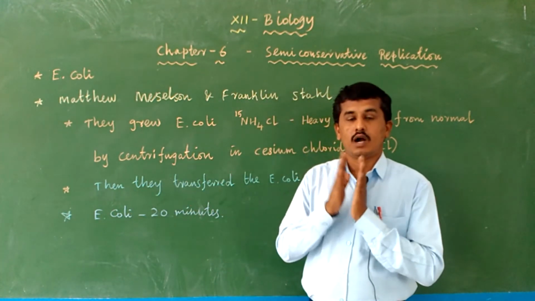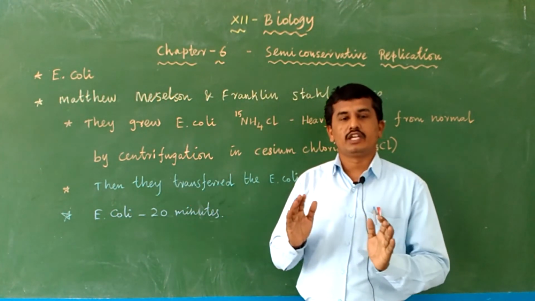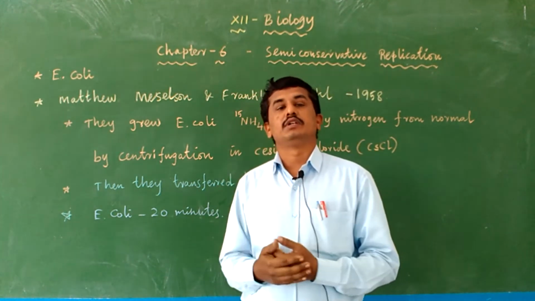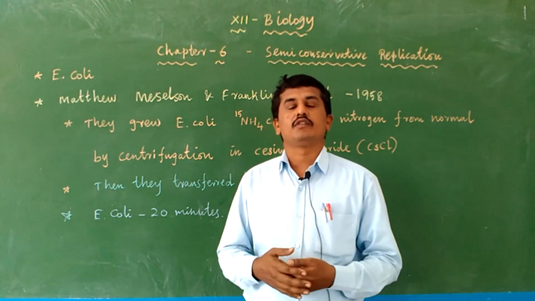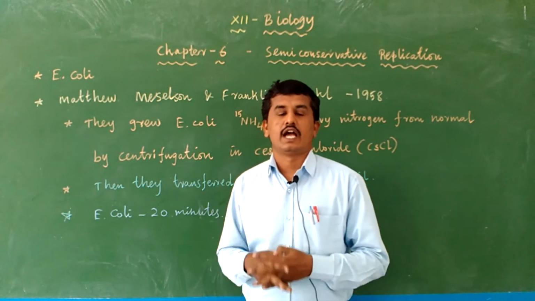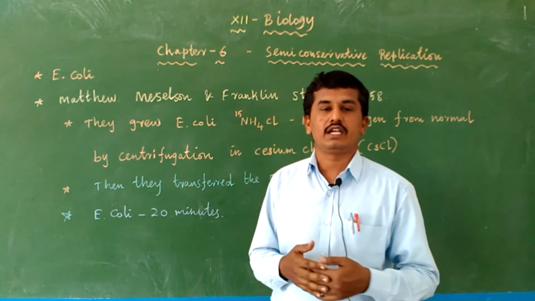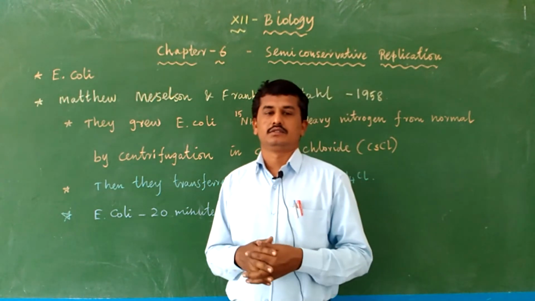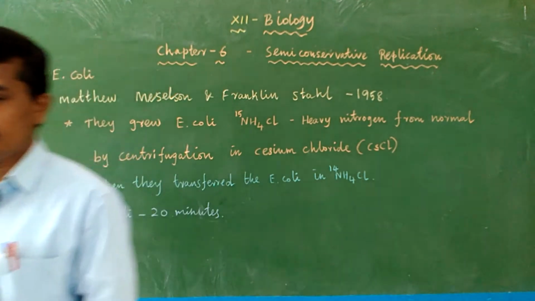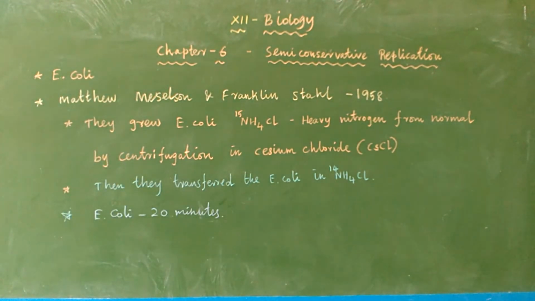Now, how some scientists experimentally proved replication, with the use of some methods and with the use of E. coli, the scientists proved what is meant by replication and what is meant by the semi-conservative method of replication. They experimentally proved it one by one. Then what is meant by replication? One DNA is copied into another DNA. One DNA copied into another DNA, that is replication.